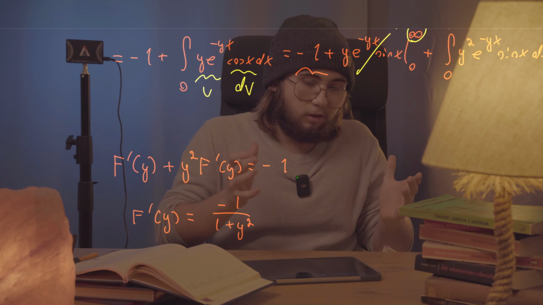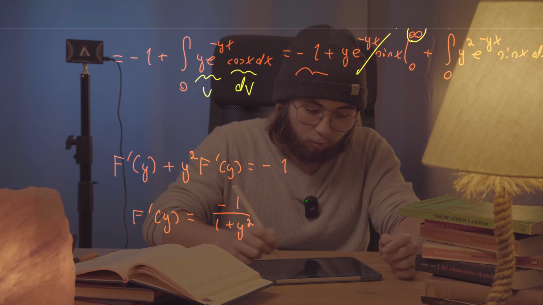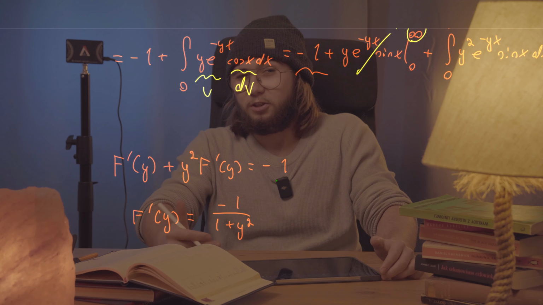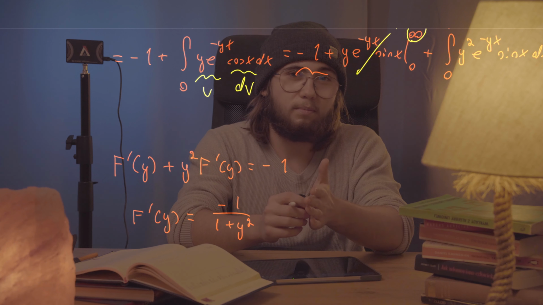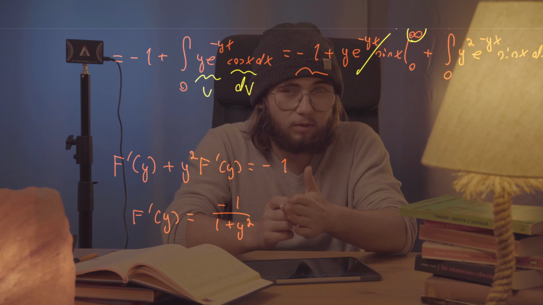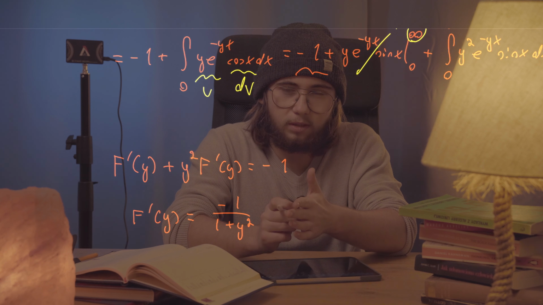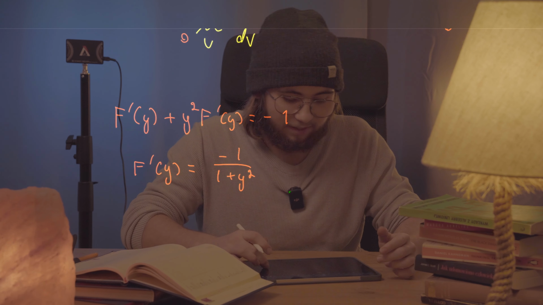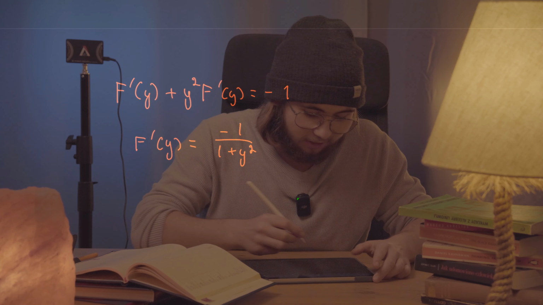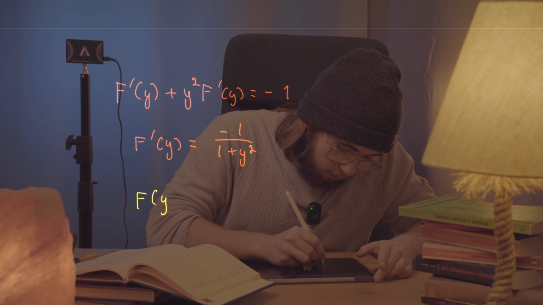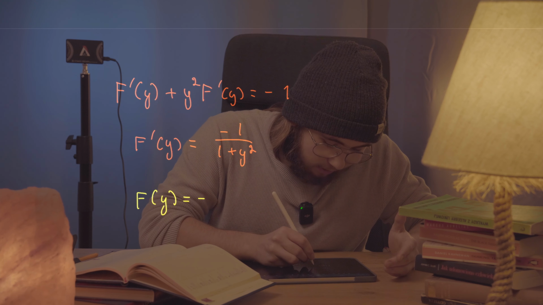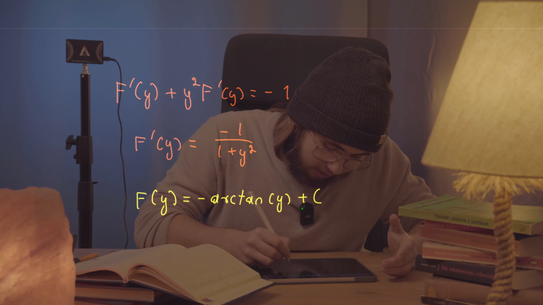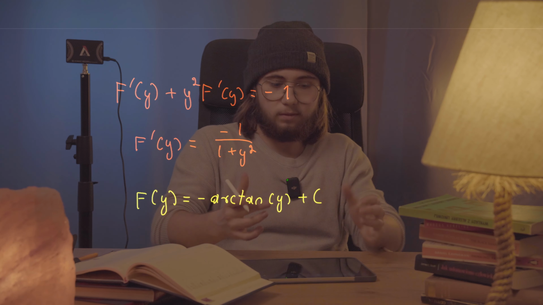That's pretty lovely because we know what the antiderivative of negative 1 over 1 plus y squared is. We should remember it from calc 1, even, not calc 2. You do the implicit differentiation and you get that it is the arctangent. And so f of y is equal to the negative arctangent of y plus some constant.